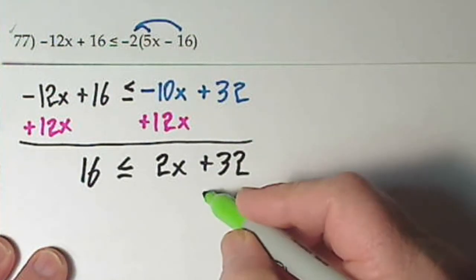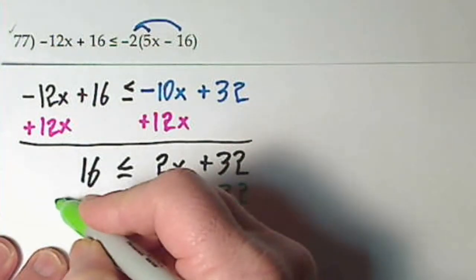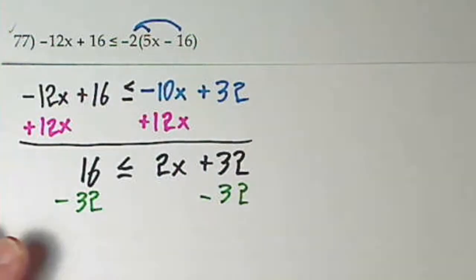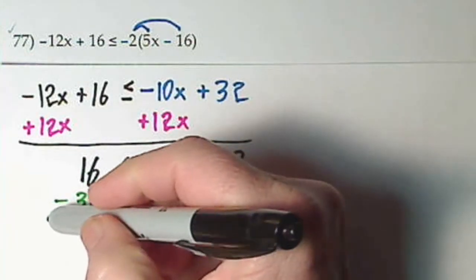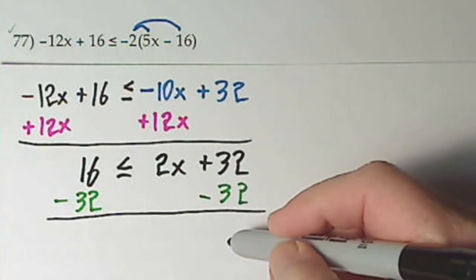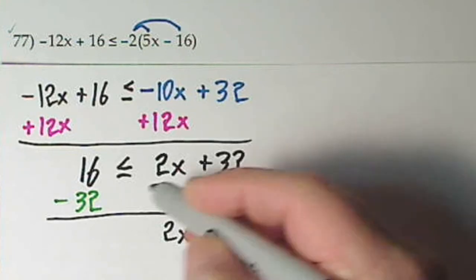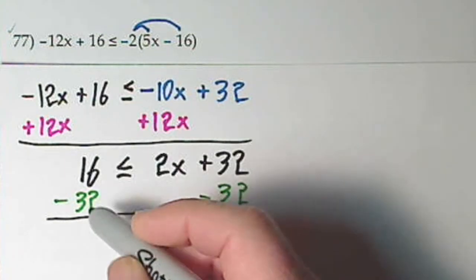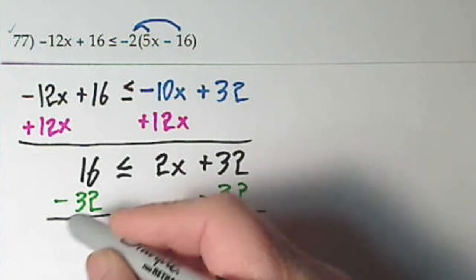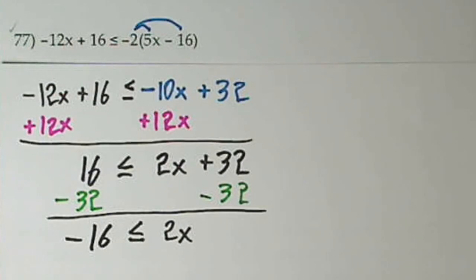Alright, so I'm going to get rid of this 32 with negative 32, negative 32, and then I just draw a line to see what I'm left with. That becomes 0. The 2x just drops down. Inequality drops down. And positive 16, negative 32, negative 16.